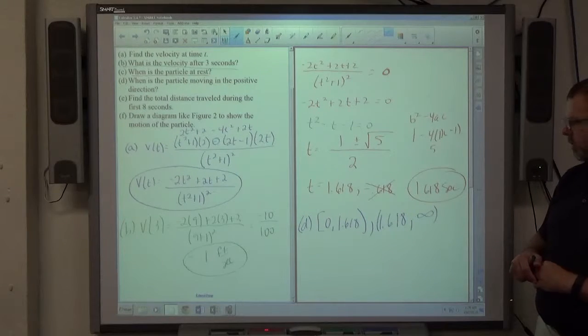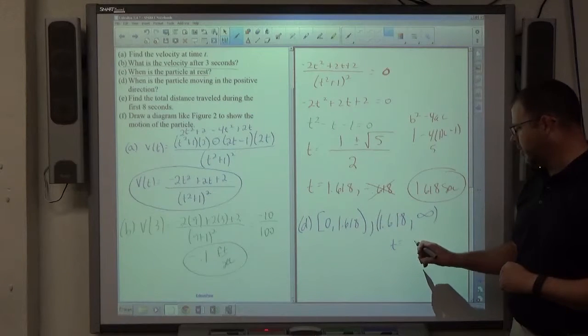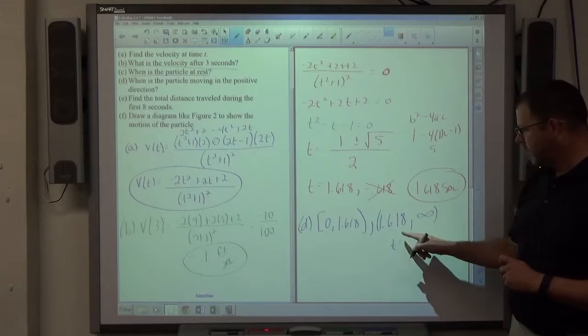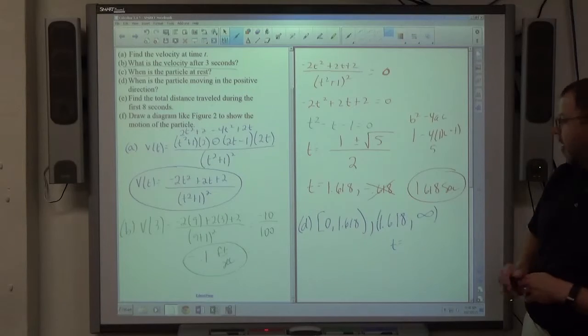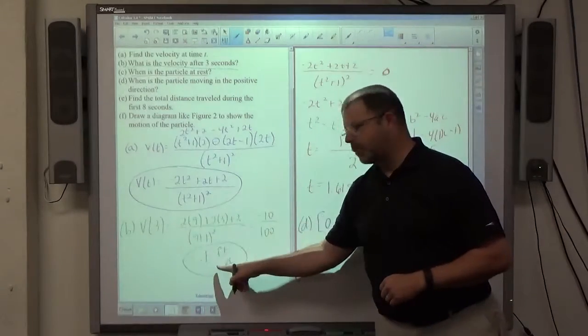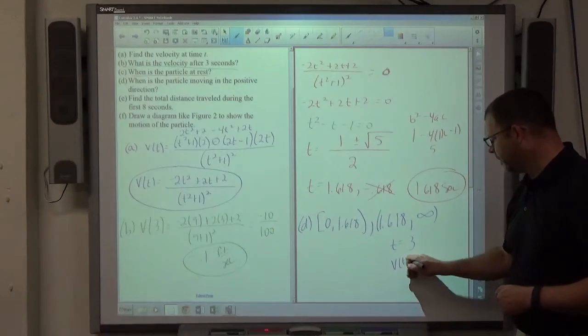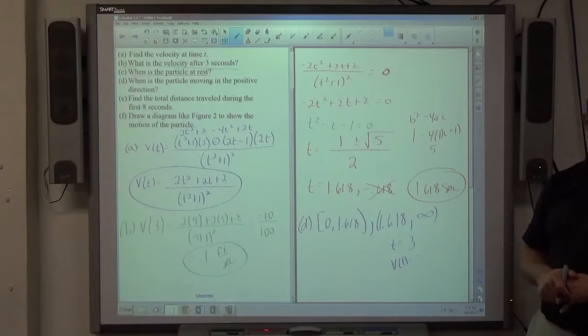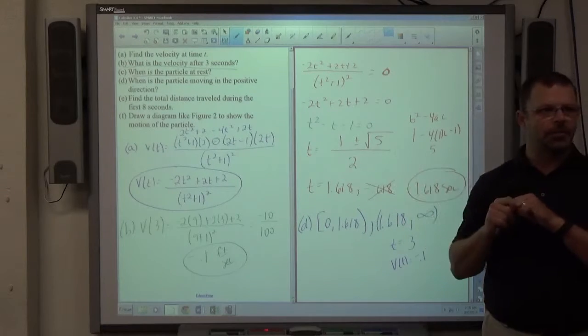So what number could I pick in here to figure out where it's going? I could pick 2. What else could I pick that maybe we already evaluated somewhere? Three, from part B. If I pick t equals 3, we already evaluated v of 3. We saw v of 3 to be a negative velocity. So here, its velocity is negative. I don't care about the number as much as I care about the sign. Negative 1/10 if you care about the number, but negative is what's important to me. From 1.618 to infinity, this thing's going to the left.